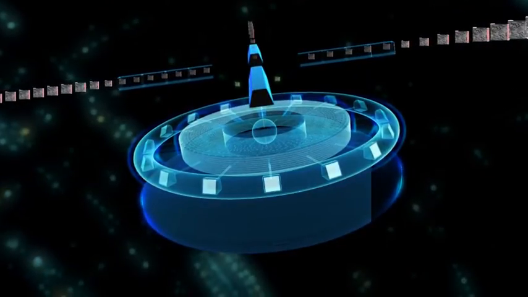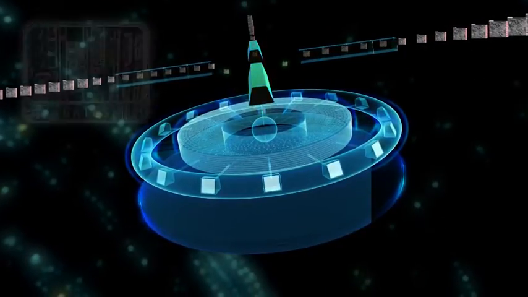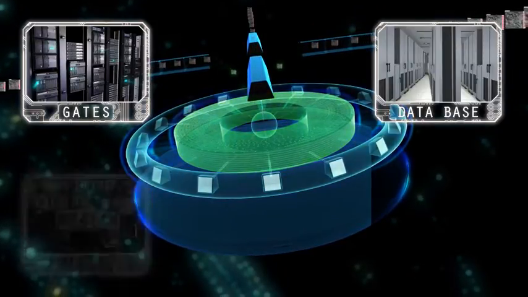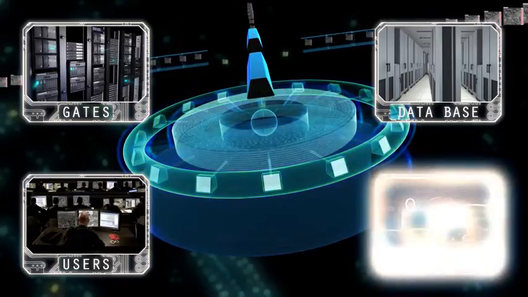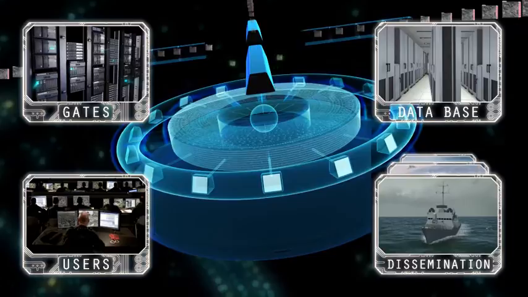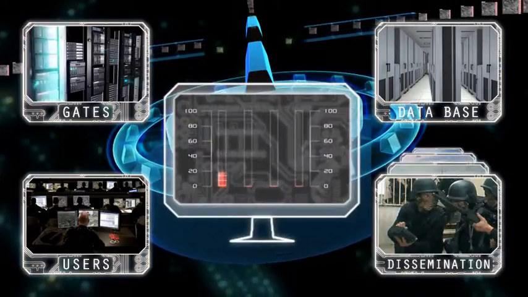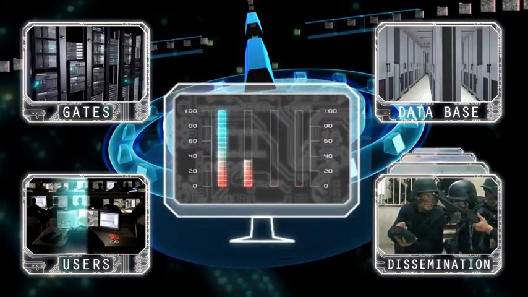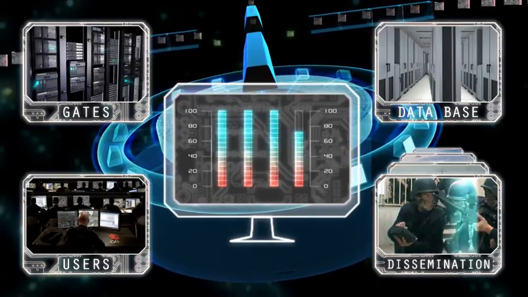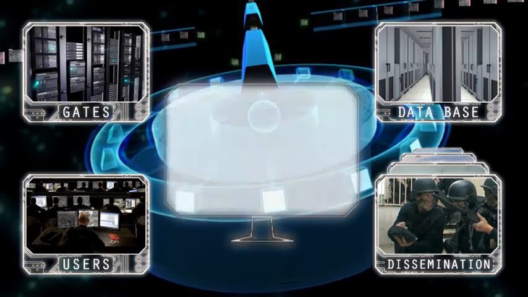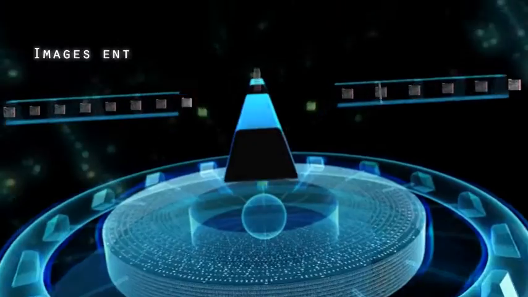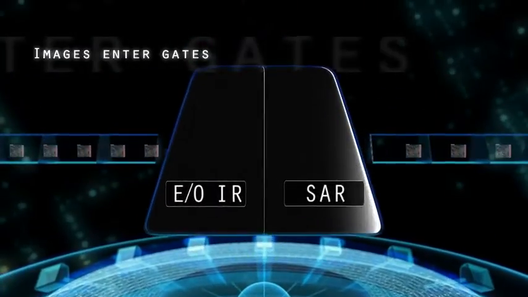The RECENT's main structure consists of four parts: the input gates, the system's database, the user's interface, and the distribution channels. The RECENT structure is constantly monitored by an advanced control system, managing the structure redundancy and allowing constant uninterrupted workflow under high operational demands. Inside the RECENT, the incoming imagery data is sorted into two main gates, SAR or EO.